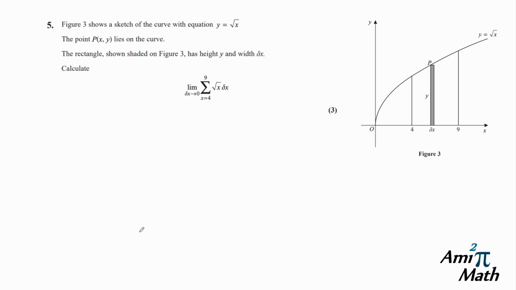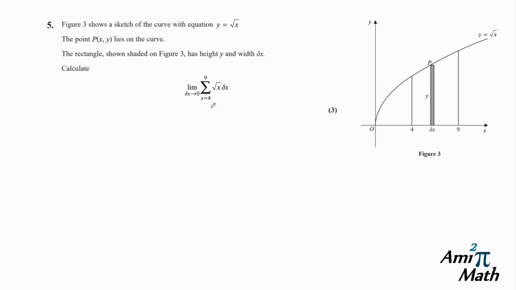Okay, question 5. Figure 3 shows a sketch of the curve with the equation y equals root x. The point P(x, y) lies on the curve. The rectangle shown shaded in figure 3 has a height y and a width, I don't know what that is. Sorry, I don't know the name of this. Is it delta? I'm not sure, but yeah, this x.